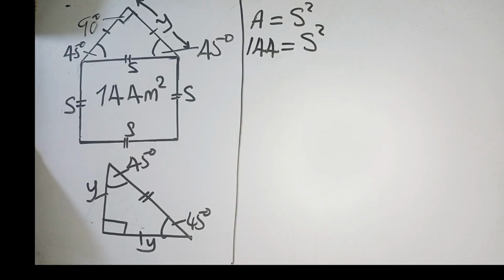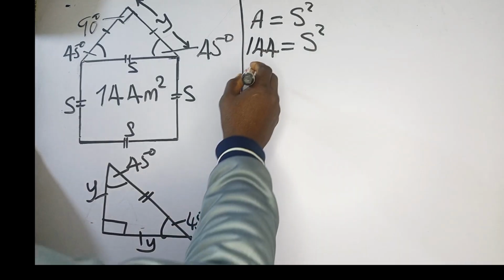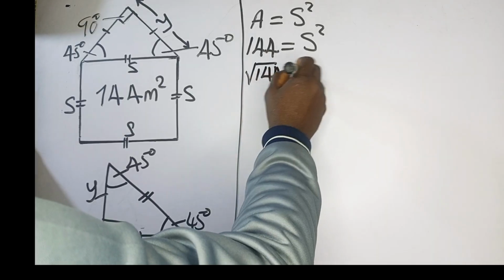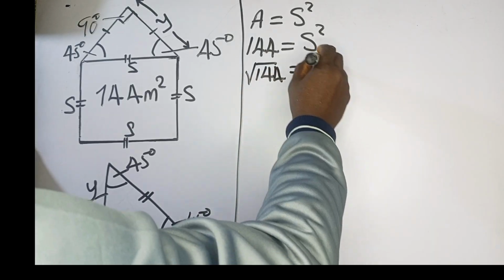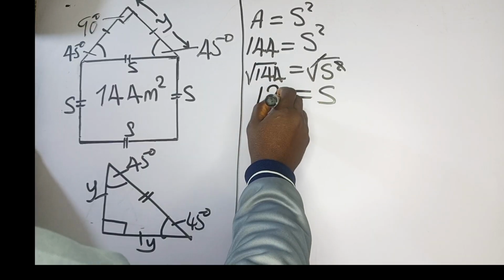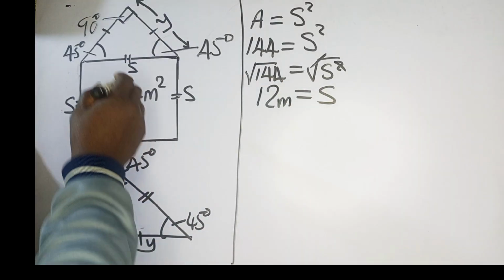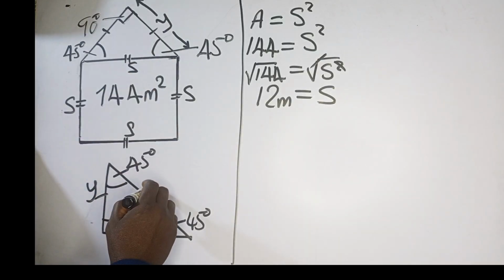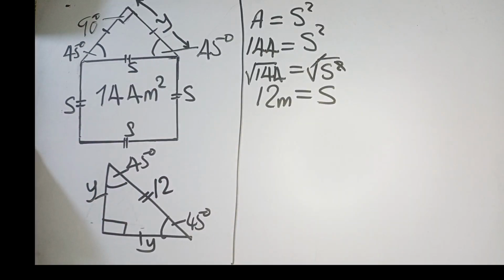To get the value of s, we simply take square roots of both sides. So we'll take the square root of both sides. Square root cancels square, therefore one of the sides is 12 meters. All right, so this is 12 meters, 12 meters, 12 meters, 12 meters. So here we can conveniently write 12.